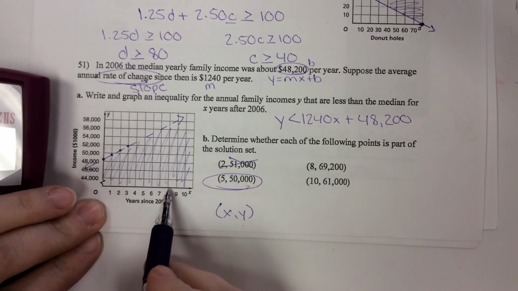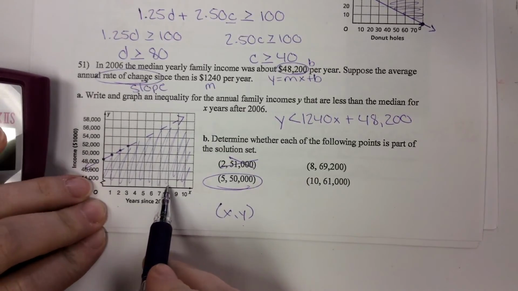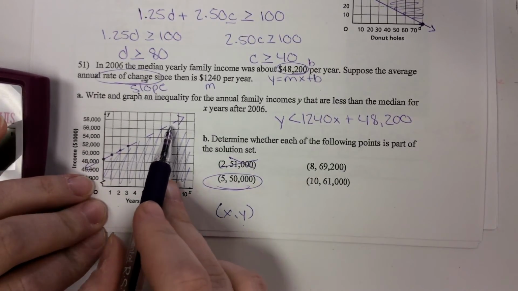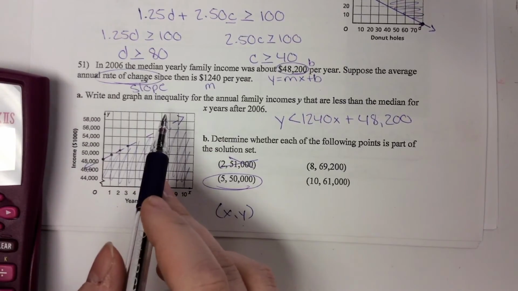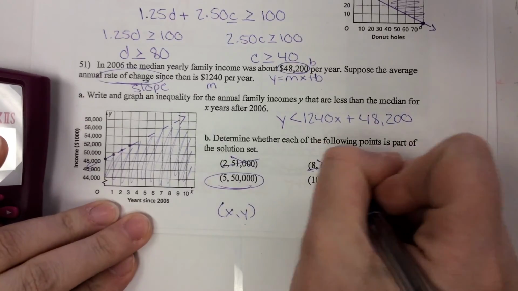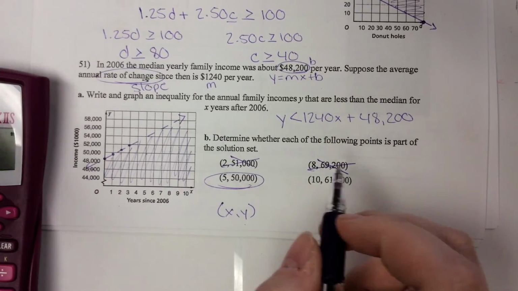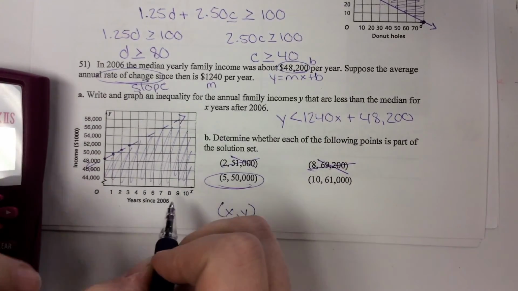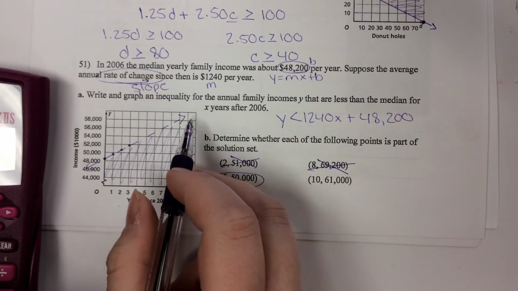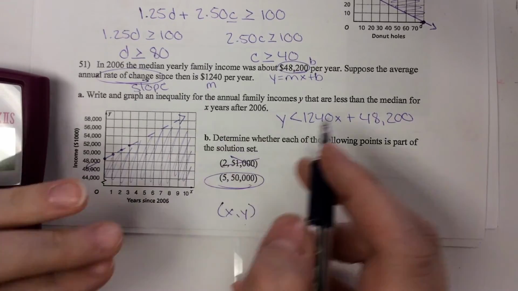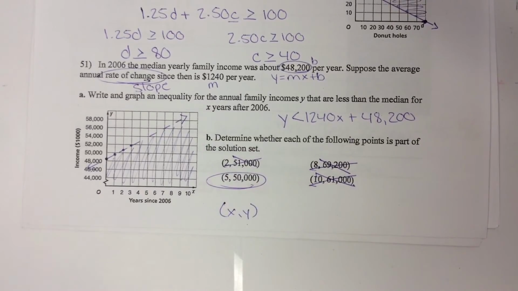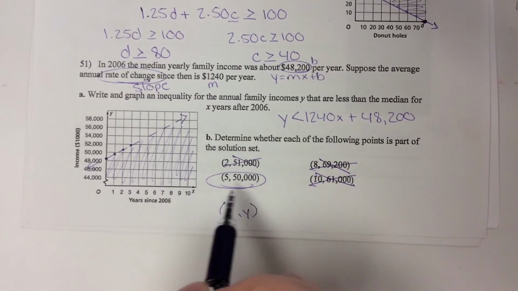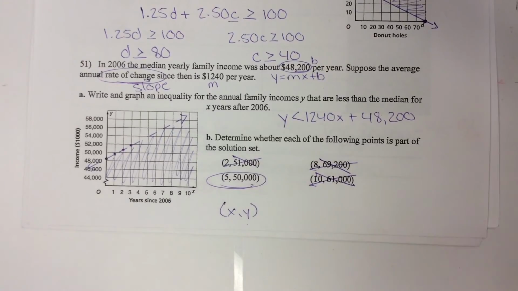8 and 69,200, so that's going to be, oh, that's totally completely off of the graph. The y-axis doesn't even go up that high. So no, we don't have to keep checking with the math at this point. And then 10, 61,000. I still don't think that one's going to work either. So I think the only solution that would be part of our answer, part of our solution set, is going to be this one down here.